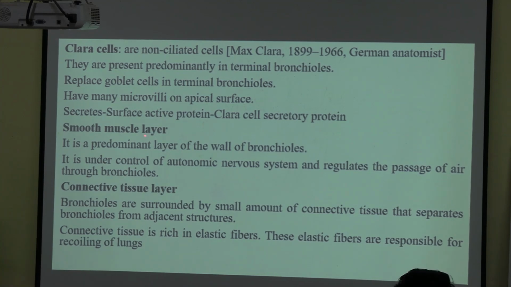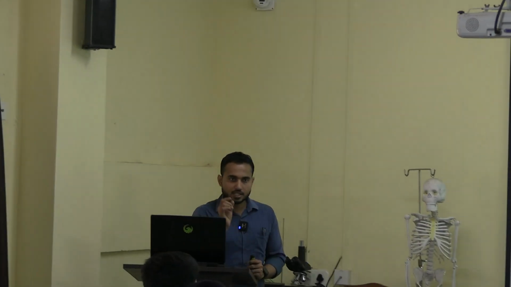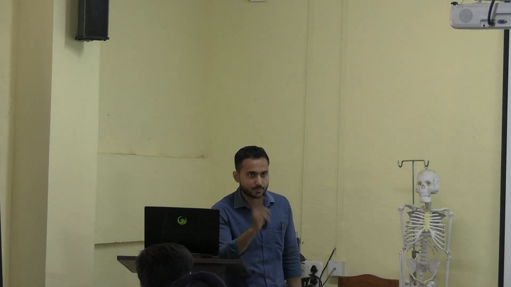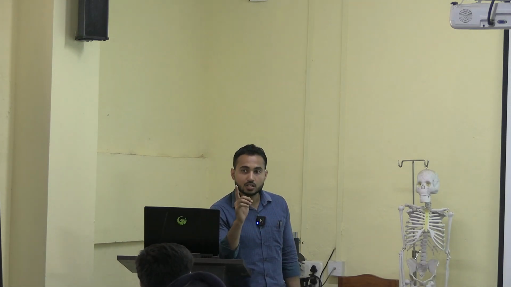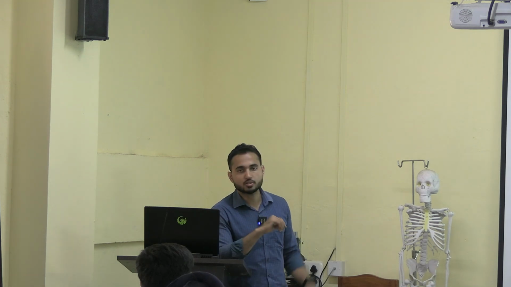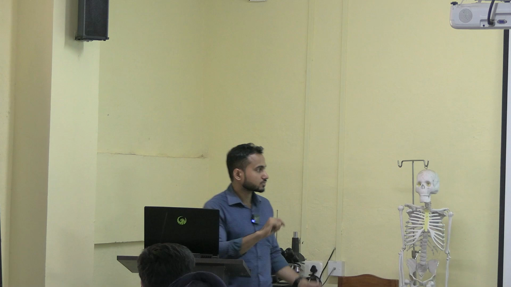Next, the smooth muscle layer. It is predominantly present in the wall of the bronchioles. So if you see the smooth muscle layer, the thickness in bronchioles is more as compared to the intrapulmonary bronchus. In intrapulmonary bronchus, smooth muscle layer is present, but उसका जो thickness है, that is less as compared to the smooth muscles which are present in the bronchioles. Okay, that also you have to identify under microscope.